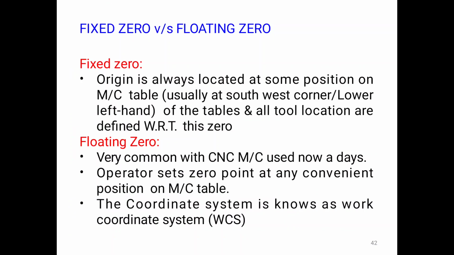In a CNC machine tool, the spindle will initially select the zero position, either a fixed zero or a floating zero. In fixed zero, the origin is always located at the same position on the machine table, usually at the southwest corner or lower left-hand corner of the table, and all tool locations are defined with reference to that zero.